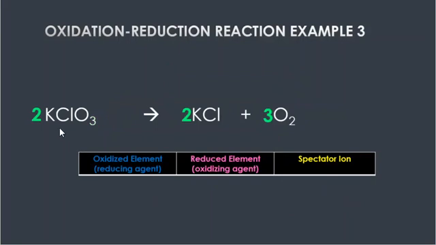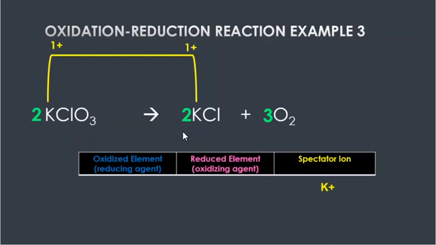Here we have potassium chlorate decomposing to produce potassium chloride and oxygen. We're going to start with potassium. Potassium in this ionic compound as an alkali metal has an oxidation state of +1. On the product side, it's still present in an ionic compound, so it retains that value of +1 for its oxidation number. Notice that potassium's value does not change, so it can be classified as the spectator ion.